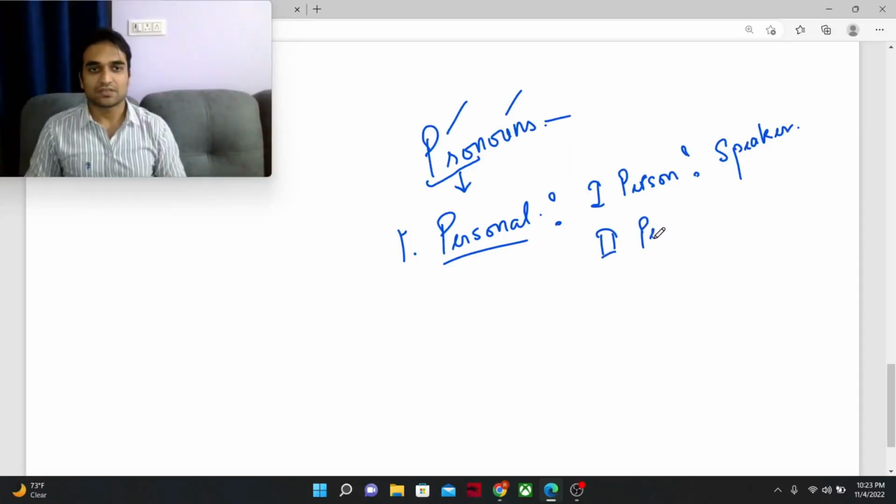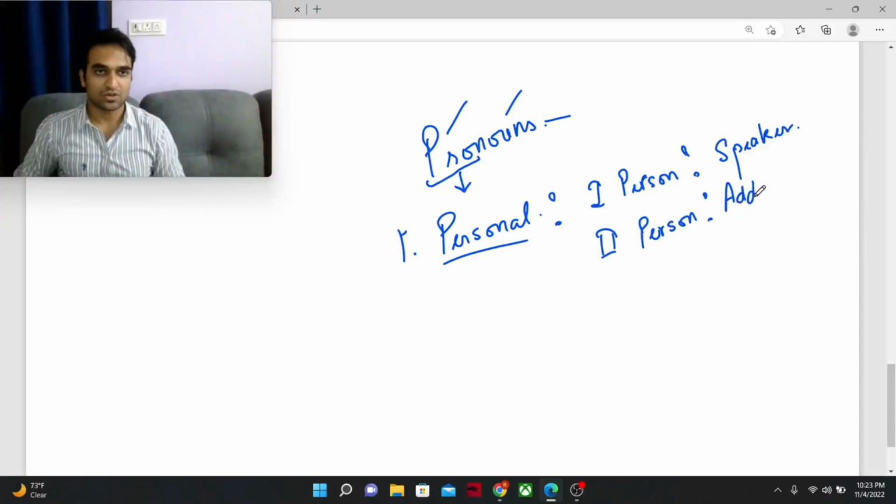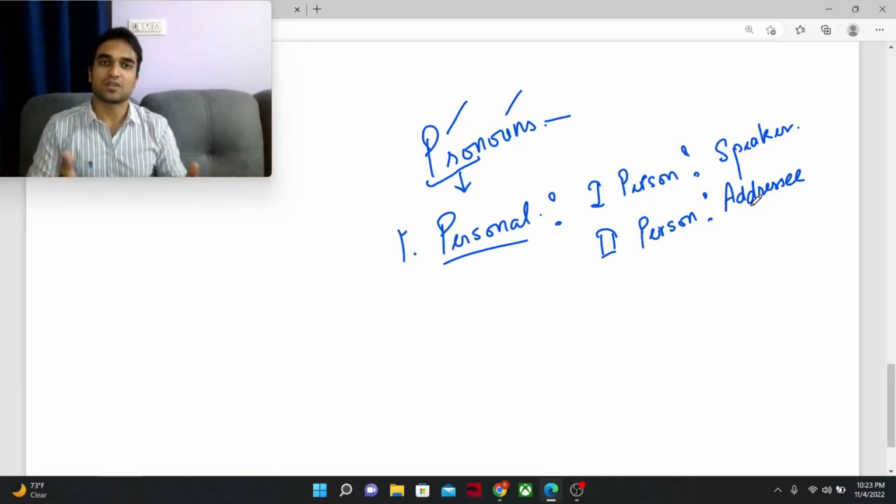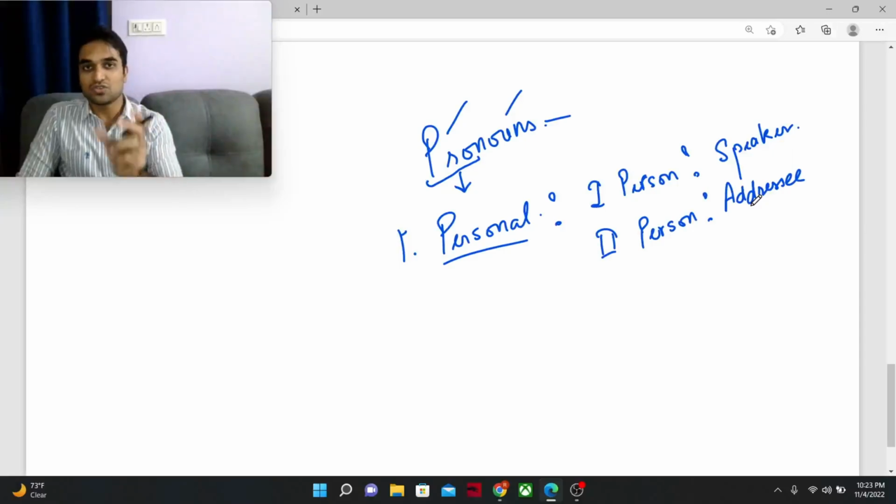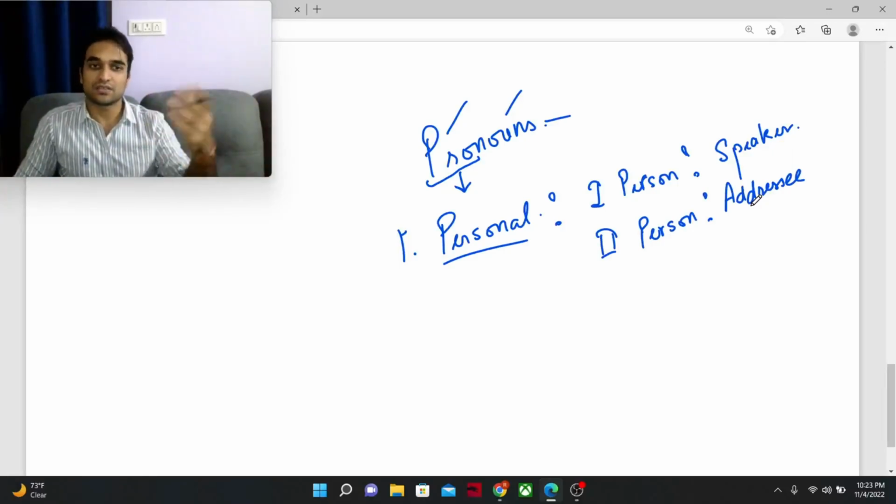Then we have the second person. The second person is the one who's being spoken to. We also call it the addressee, the one who's being addressed. Now, if I talk to someone, if I'm the speaker, the pronouns I'd use for myself are me, my, mine, myself. That makes sense. But if I am addressing someone, the other person, I'd use pronouns such as how are you, where were you, how have you been. So you, your, yours, yourself are the pronouns of the second person. Simply stated, this is the person we speak to, or the first person speaks to.